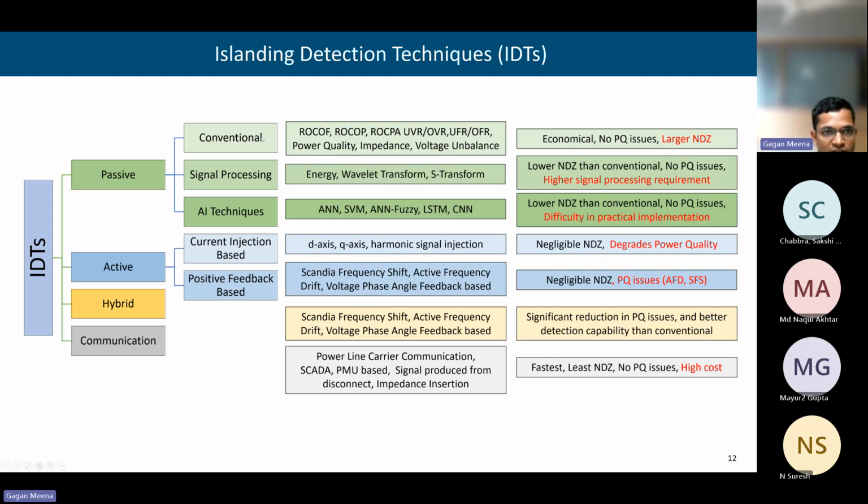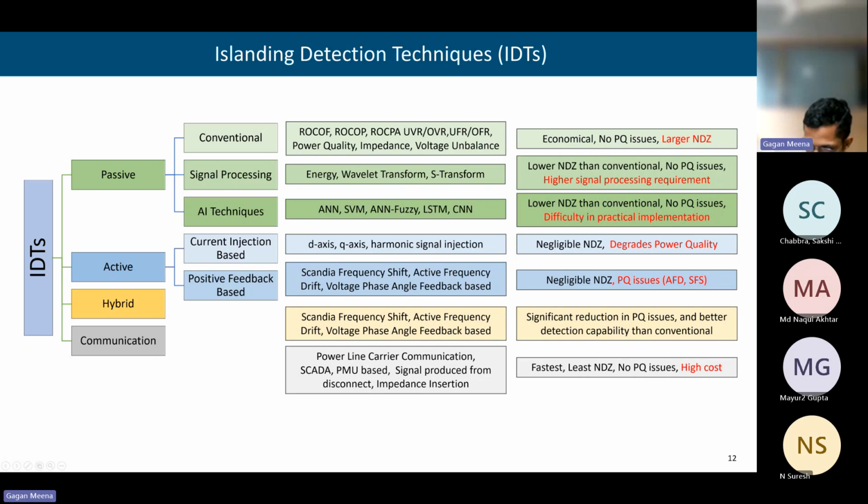In the conventional techniques, for example, different types of quantities can be measured, and if those quantities are above a particular threshold, then it is detected that there is islanding. In normal operation, those quantities will be below that threshold. But as soon as there is islanding, these quantities change.